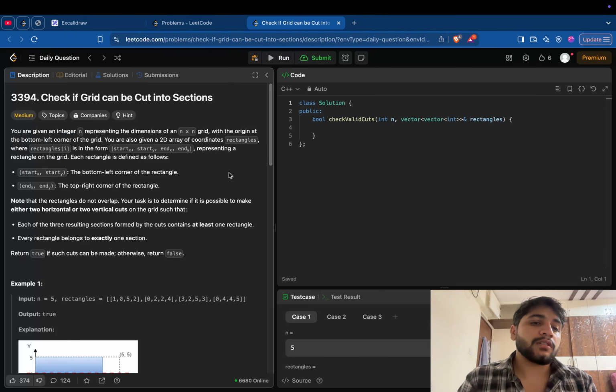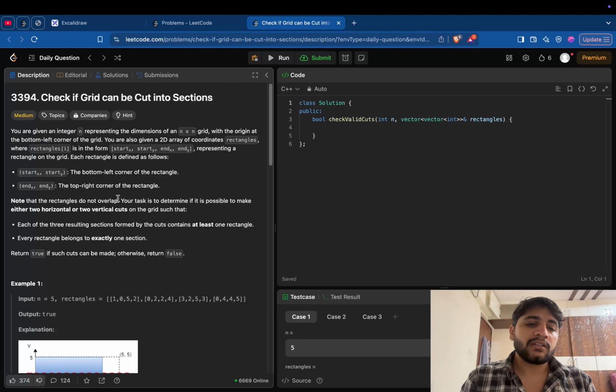Okay, it is "Check if Grid Can Be Cut into Sections". You are given an integer n representing the dimensions of an n by n grid with the origin at the bottom left corner of the grid. You are also given a 2D array of coordinates, rectangles, where rectangle i is of the form start x, start y, end x, end y, representing a rectangle on the grid. Each rectangle is defined so that the bottom left corner is start x, start y and the top right corner is end x, end y.